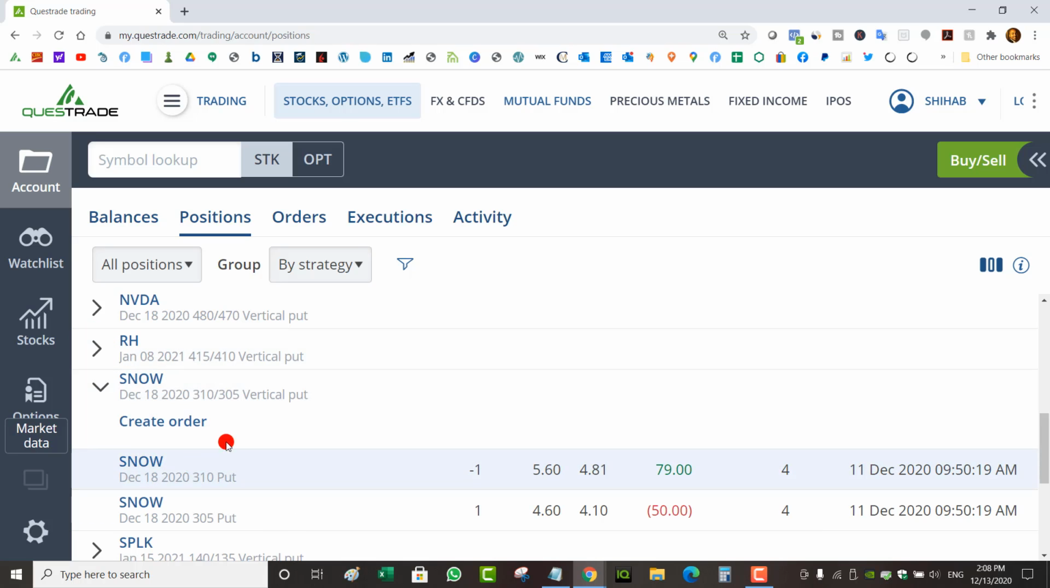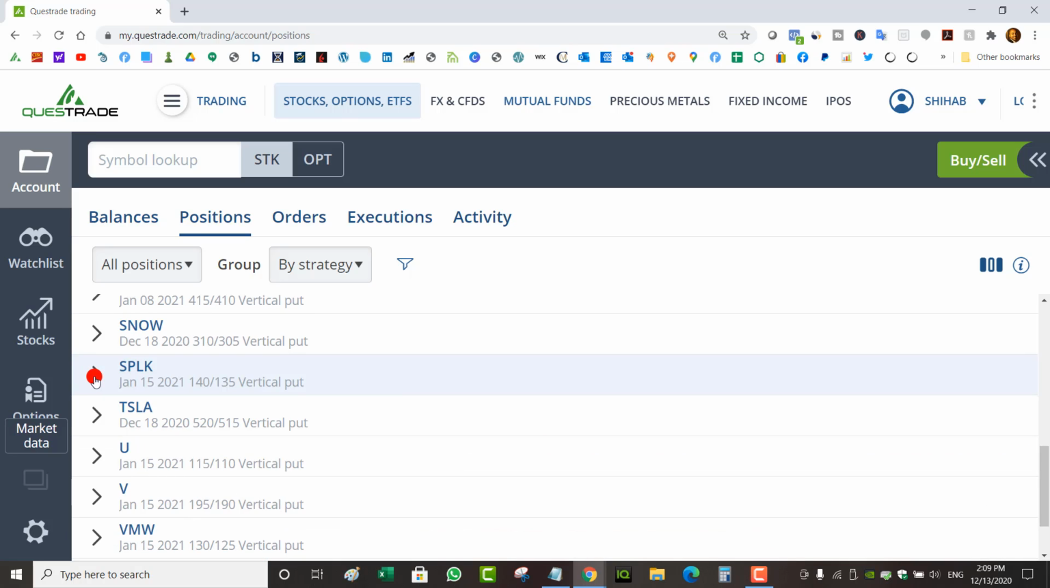I've got a Snowflake put spread. This one I like. I think it's a good entry. I hope it becomes a winner. It expires this week at a 310, 305 strike. Basically, I need it to stay above 310 by December 18. Snowflake is trading in the 350s right now. So I keep the $100 as long as Snowflake stays above 310.